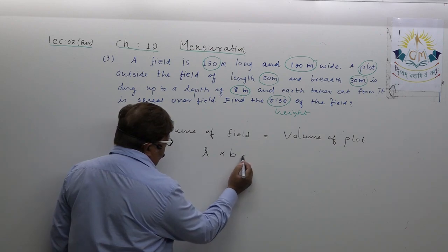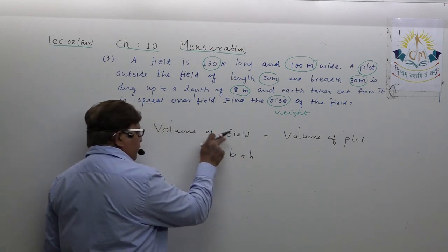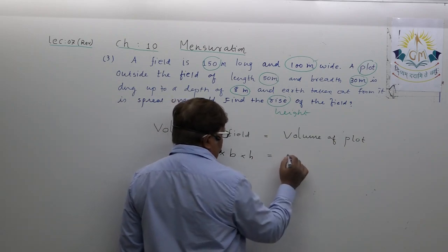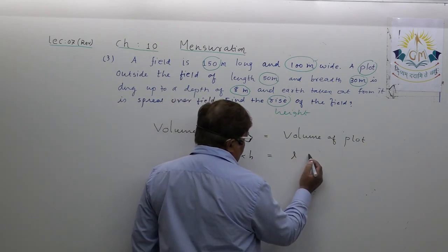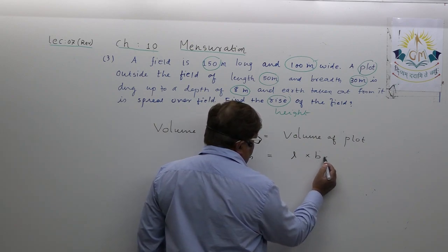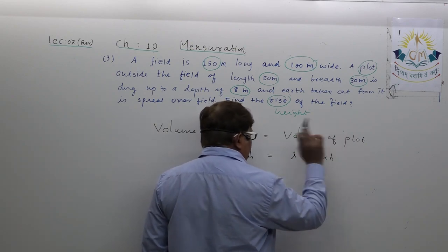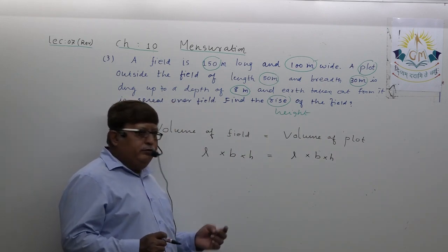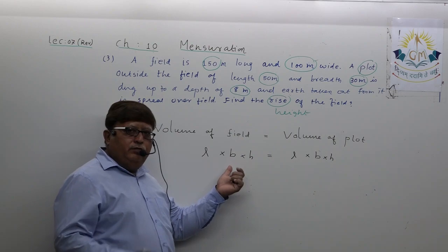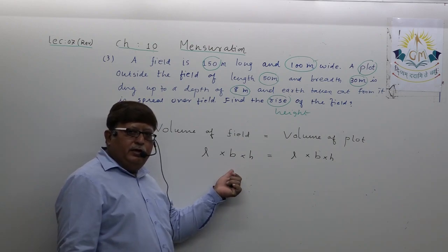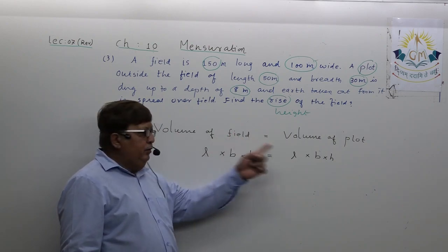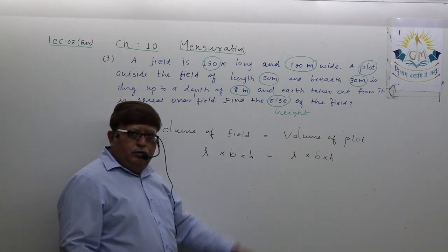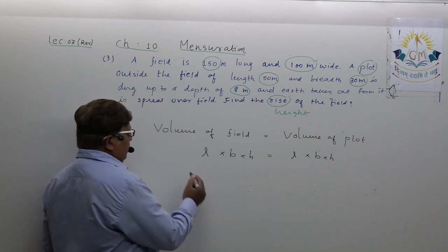L into B into H. This is for this field only. Here also, L into B into H. This is for the plot only. You understood this. Don't confuse yourself by the similar formula written here. This applies for the field, this applies for the plot. No misunderstanding. Okay.